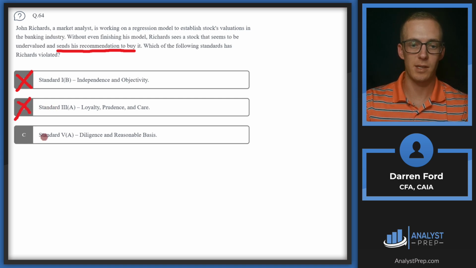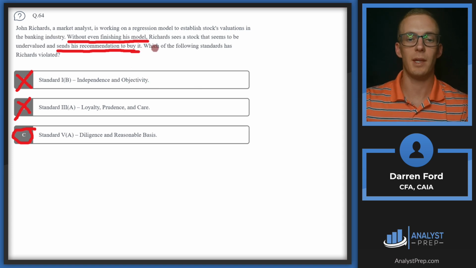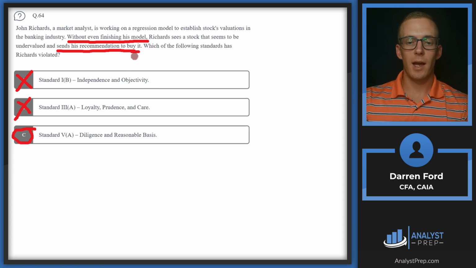Let's take a look at C, standard 5A, diligence and reasonable basis. This sounds correct, mainly due to this sentence here, without even finishing his model. He sends his recommendation. So with the model not finished and being able to properly analyze or test it, we can conclude that he probably violated diligence and reasonable basis.